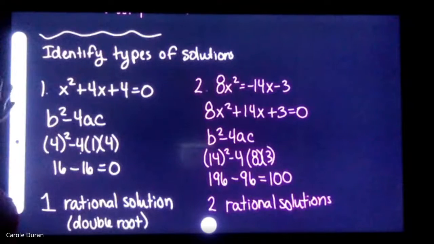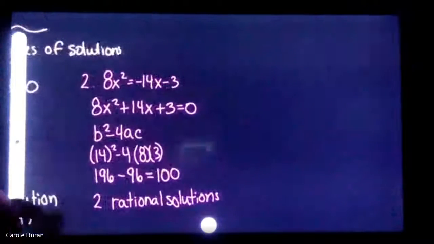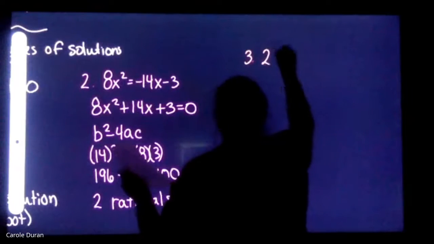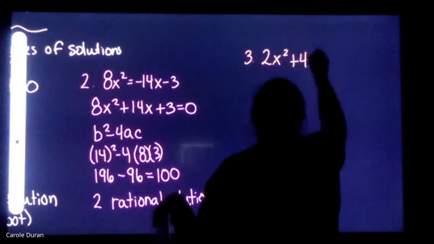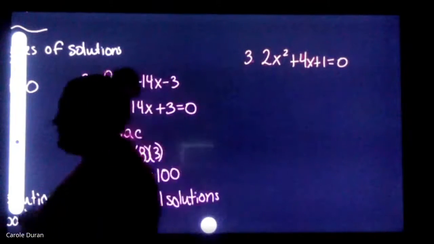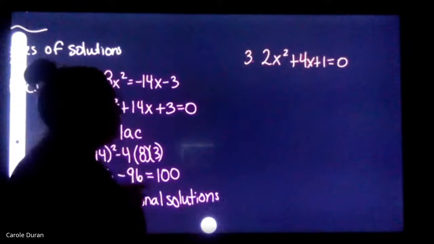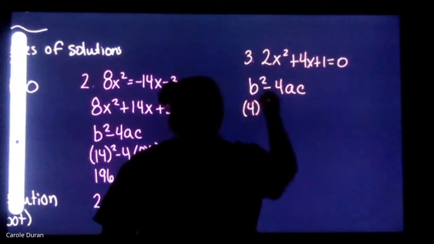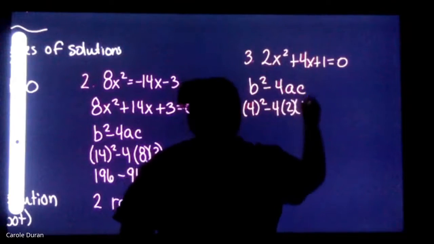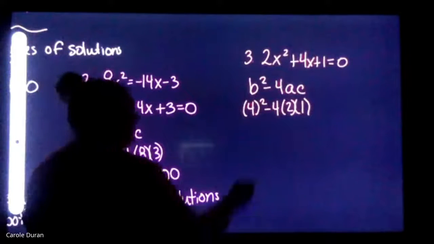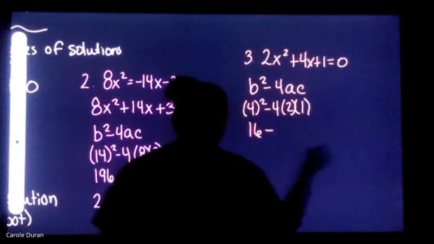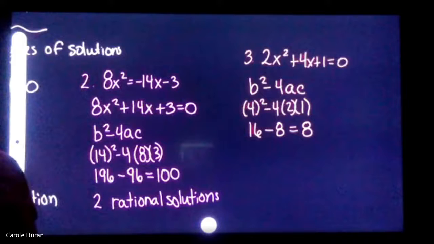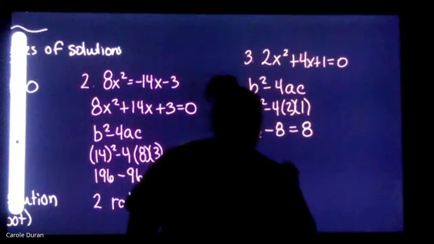Okay, let's go ahead and do one more example, and then you are free to work on your homework. So the third example we're going to go ahead and do is the quadratic 2x squared plus 4x plus 1 equals 0. Everything's on the left-hand side, and it's simplified, so I can just go ahead and do the discriminant portion here. I get b squared minus 4ac. My b is 4, so 4 squared minus 4 times my a value of 2 times my c value of 1. 4 squared is 16 minus 4 times 2 is 8 times 1 is 8. 16 minus 8 is 8. 8 is a positive number, but is not a perfect square, which means I'm going to have 2 irrational solutions or roots.